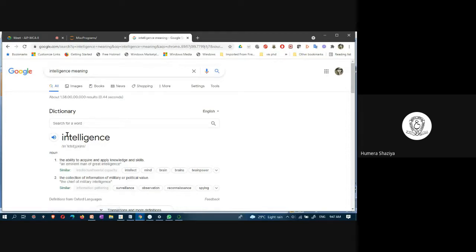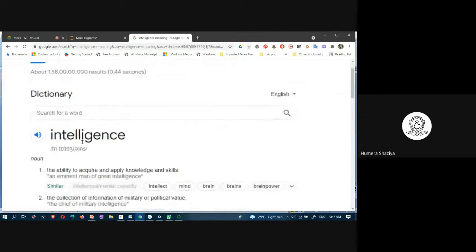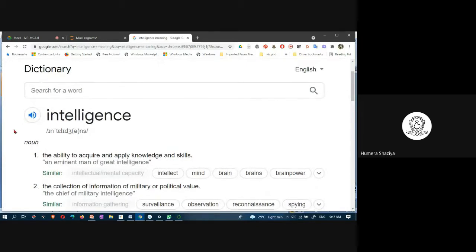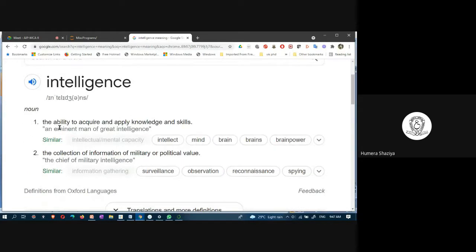The meaning of intelligence, as per Google from the dictionary, is the ability to acquire and apply knowledge and skills. Acquire and apply. Here there are two verbs, acquire and apply. Acquire means what? Acquire means to gain. Apply means what? To implement.